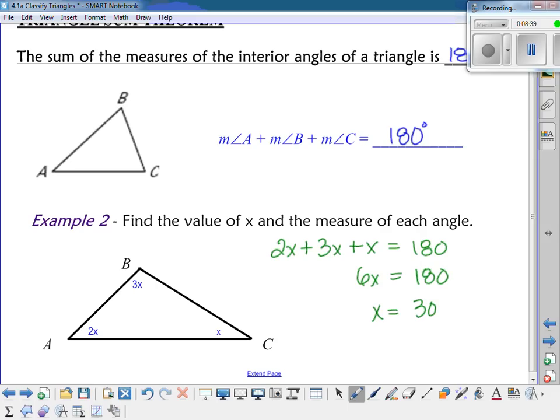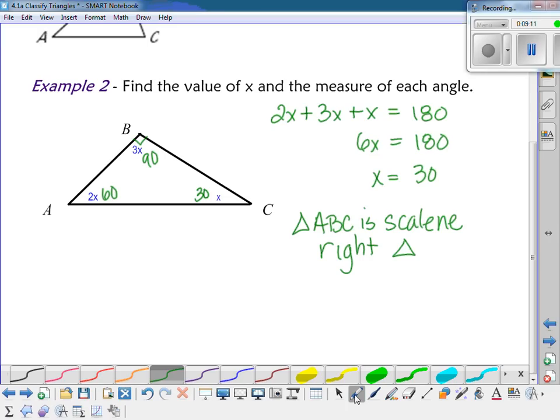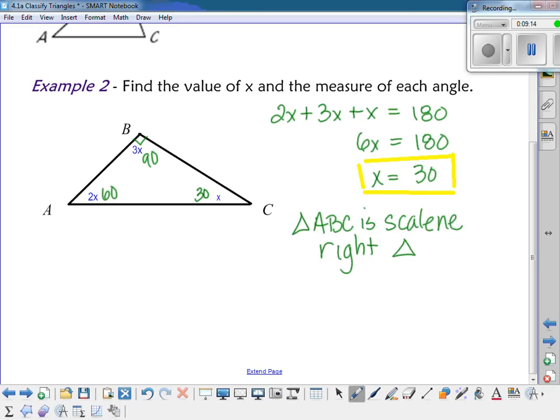So now if I go back and plug these in, that angle is 30, that angle is 60, this angle actually turns out to be 90 degrees. So it turns out that this particular triangle is a right triangle. And it's also scalene. None of the sides are congruent. Of course, in this particular problem, they were just asking what the value of x was, but it doesn't hurt to think about what kind of a triangle it is.